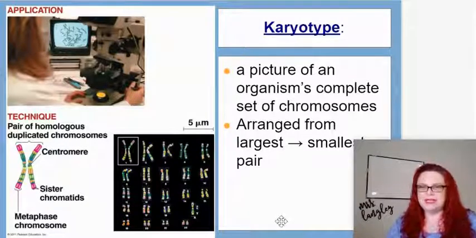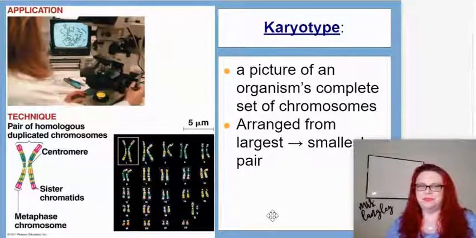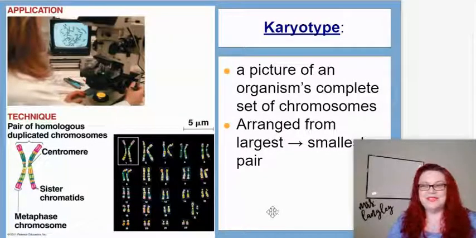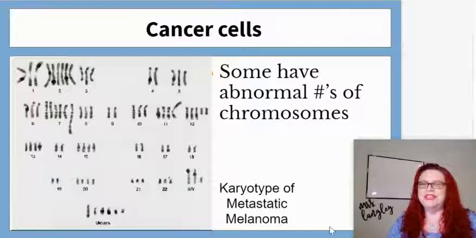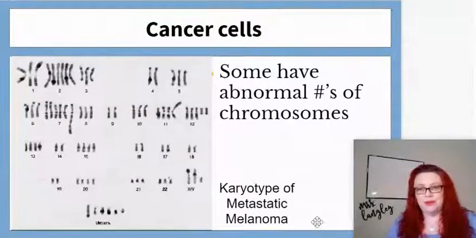You've probably heard of this being done for babies inside mom. They'll do an amniocentesis where they take some fluid around the baby and then they find cells in that, and they can do the karyotype. Now we do this not just for babies to see if they're okay, but here's a karyotype of a cancer cell. Now this comes from a metastatic melanoma. That means that this is a skin cancer that has metastasized, or it's spread through the body.